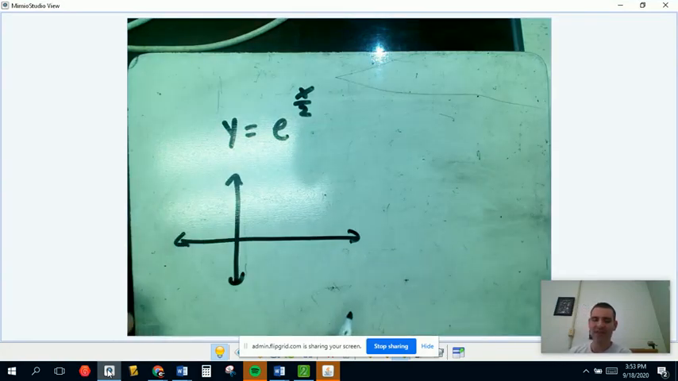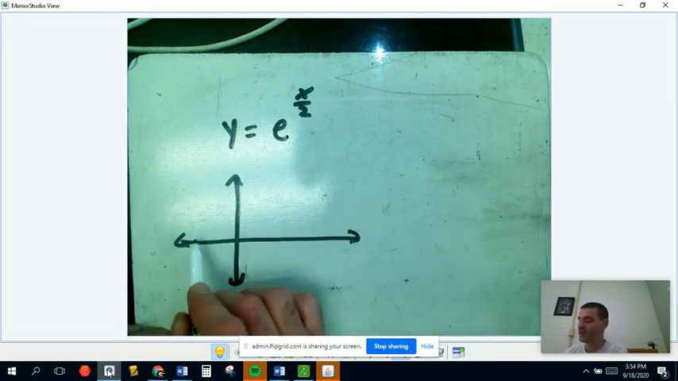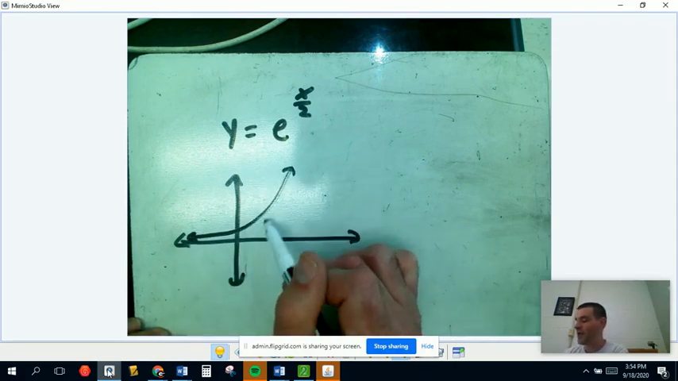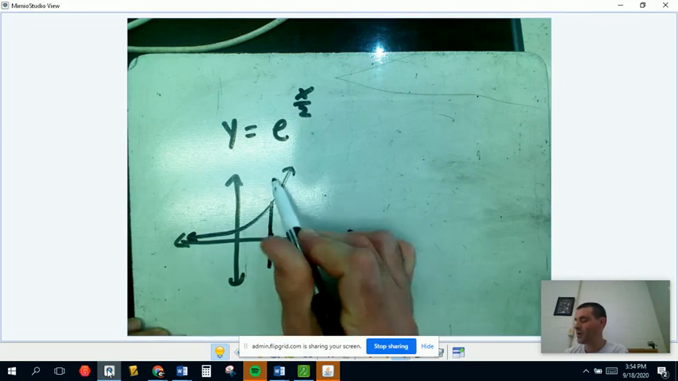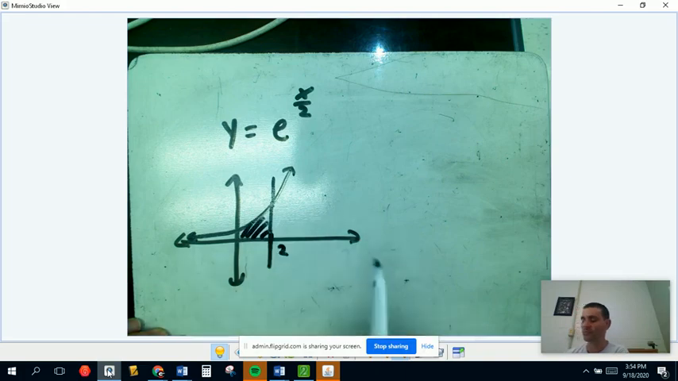Just have an idea of these graph shapes for a question like this. You know e to the x is an exponential function. When I start tinkering around with that exponent, it will change the steepness of the graph, but not really the shape. So it's going to look something like this, a basic exponential function. And then you're going to have a vertical line here at x equals 2. That's going to go through here. So we're looking at this region right here.